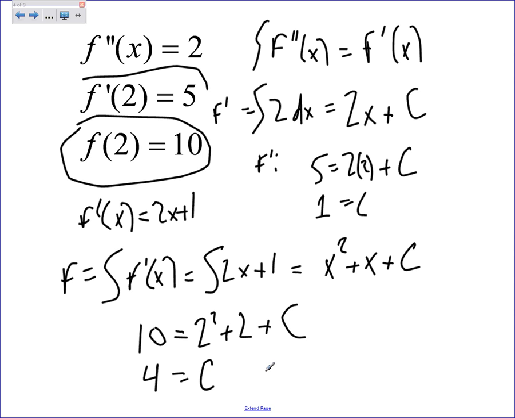Then we write the actual function, because that's really what we're after. f of x equals x squared plus x plus 4. And if you work your way back through, the derivative of x squared plus x plus 4 is 2x plus 1, and the derivative of 2x plus 1 is 2. That's what we started with. So we're just using some information and a little algebra to figure out what the value of c is.